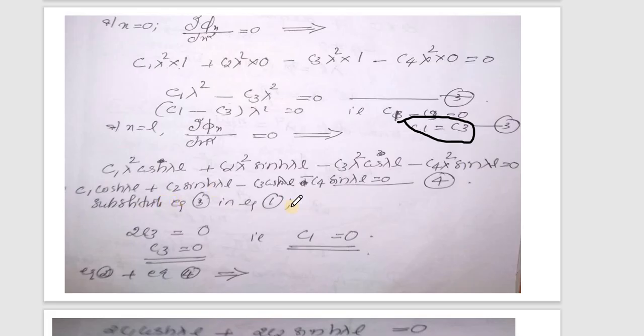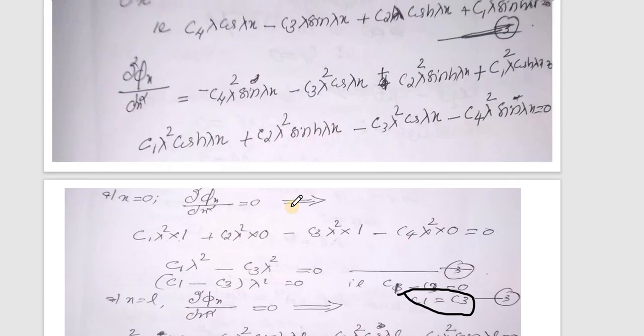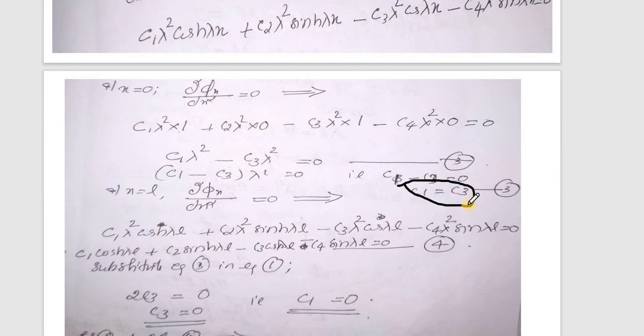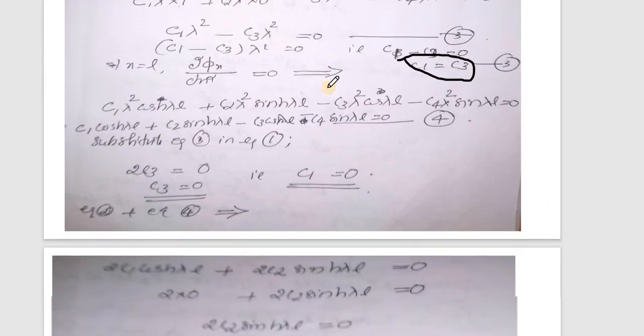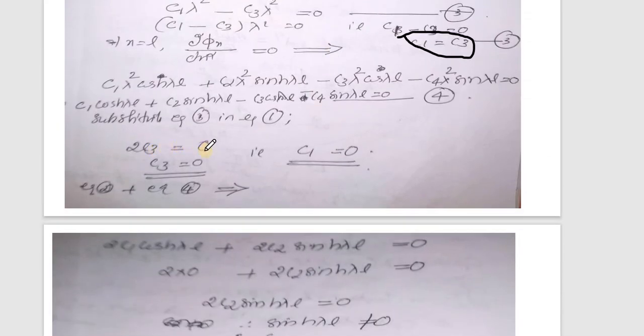Now I am substituting 3 in 1. What is equation 3? This is my equation 3, and what is equation number 1? c1 plus c3 is equal to 0. So I have got 2c3 is equal to 0, or c3 is equal to 0 and c1 is equal to 0. So two terms have been eliminated.